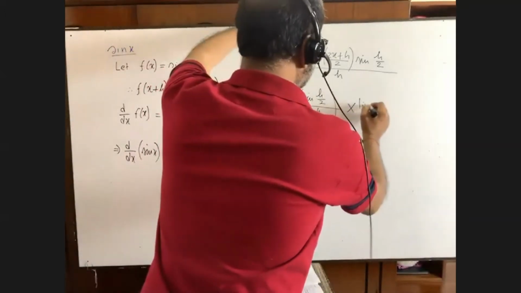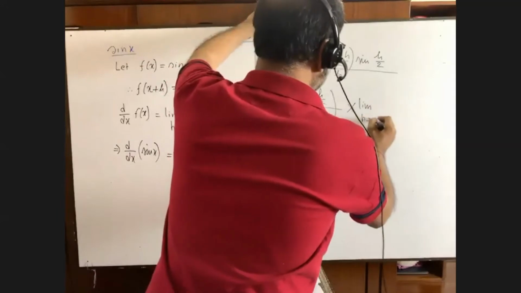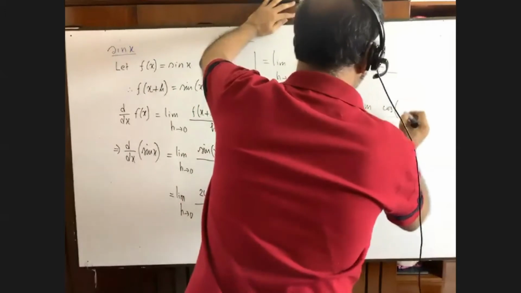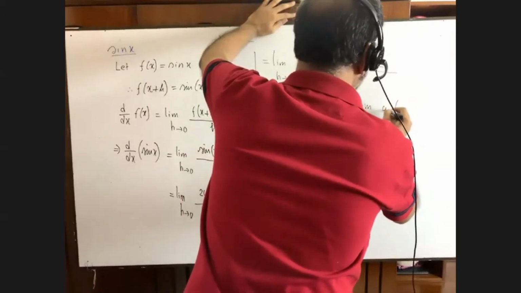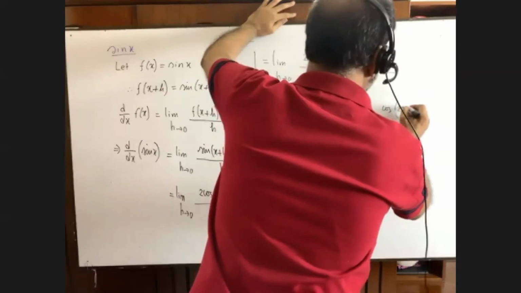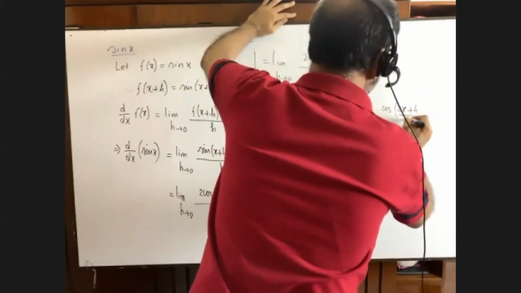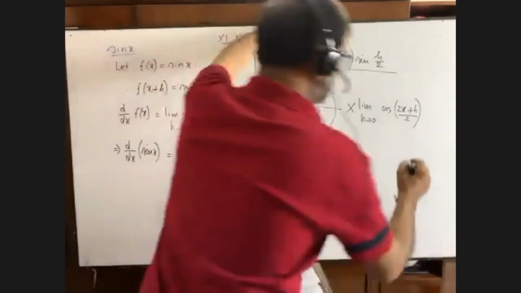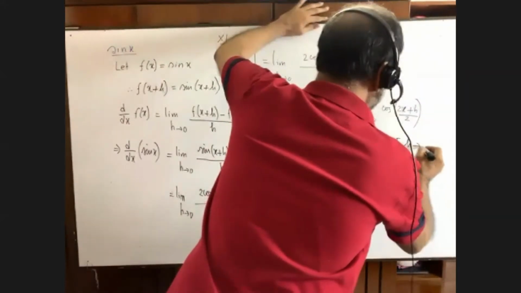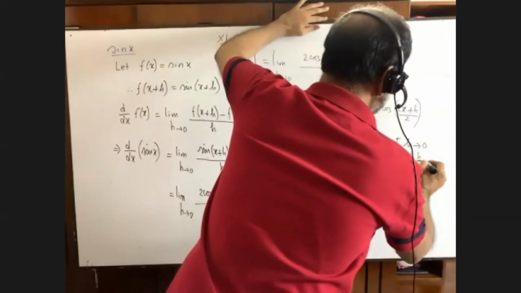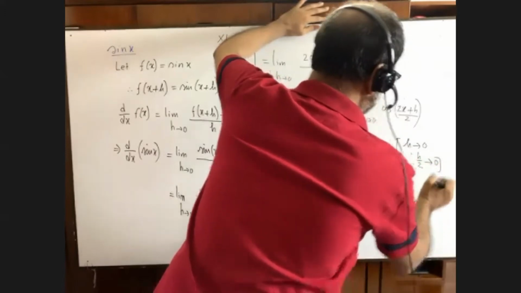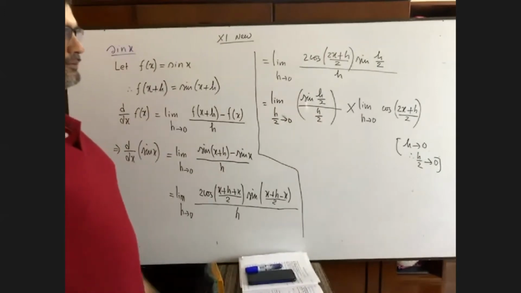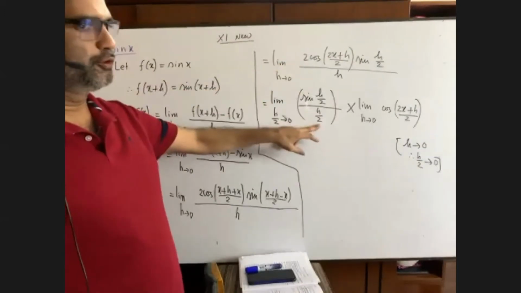Into limit h tends to 0, cosine of 2x plus h by 2. Have you got it or not? Since h tends to 0, therefore h by 2 tends to 0. Talk to me. Yes, sir. This 2 is this 2.